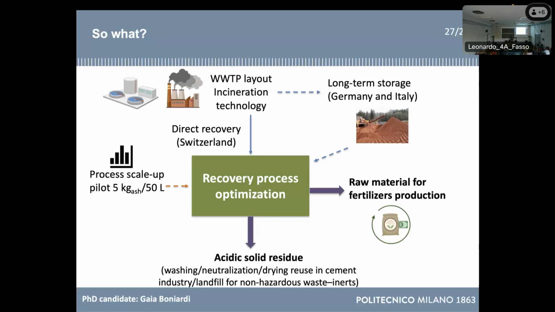They can meet the phosphorus supply without the need to store the ash for the long term, while Germany and Italy will first produce the ash, store it in a temporary storage, and then extract the phosphorus from the ash at a second moment. So the idea is to optimize the recovery process to get a high quality fertilizer material, which is enriched not only with phosphorus but also with other nutrients like magnesium and potassium.